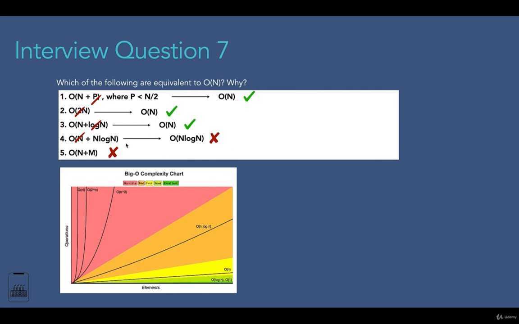So hopefully with these 5 complexities you have practiced how we can eliminate the non-dominant terms and constant terms from the time complexity. So hopefully everything is clear about this question. Now see you in the next question.